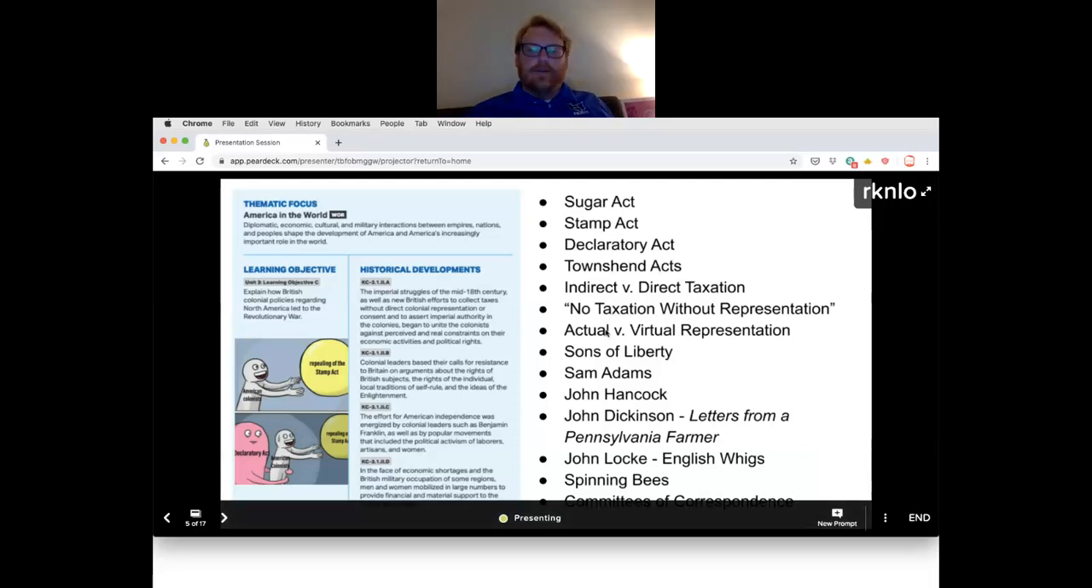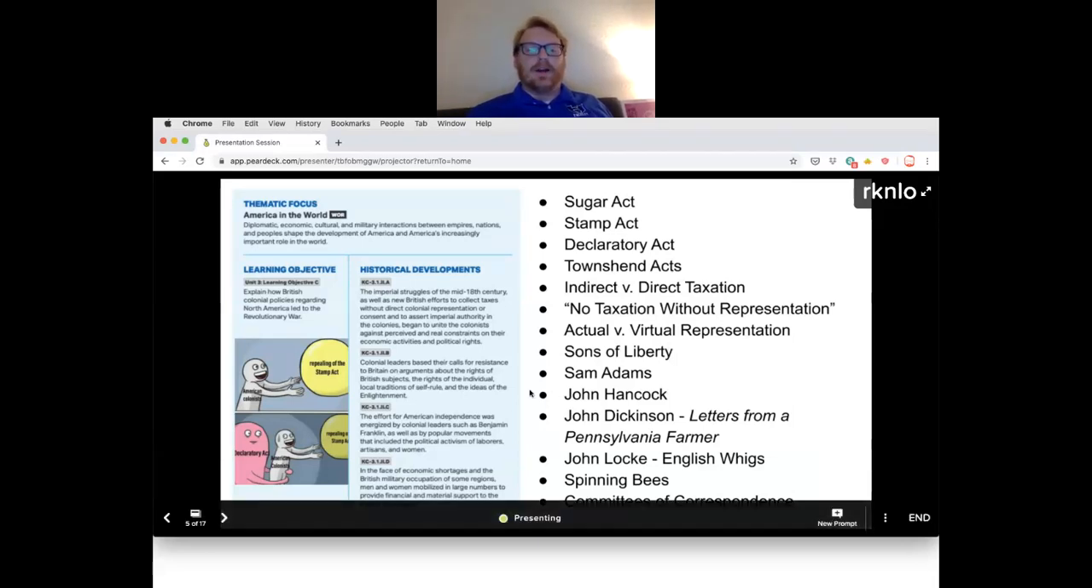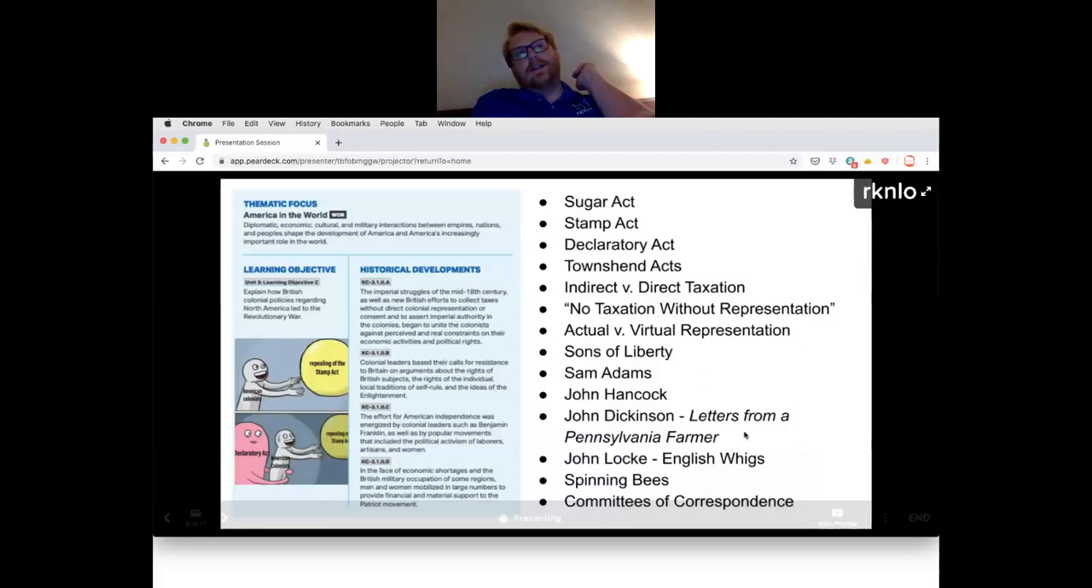And then, of course, if you're one of the leaders of the colonies, there's this issue of representation. Do you have a say in how the government is placing these taxes on you? People like Sam Adams and John Hancock will start up organizations like the Sons of Liberty. John Dickinson will write a series of essays called Letters from a Pennsylvania Farmer, in which he argues that the Townshend Acts and others have completely violated the idea of British citizenship, and that what the British are trying to do is make the American colonists subservient.